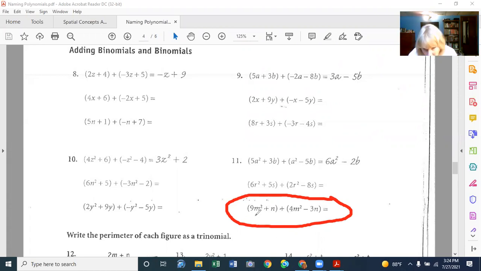So we have a 9m squared and a 4m squared. Those are the same, so we can add 9 plus 4, 13. So we have a 13m squared.